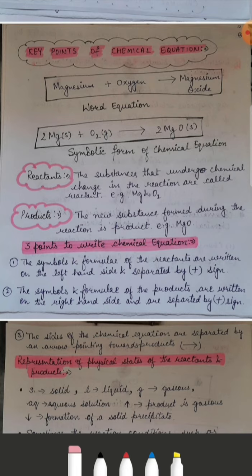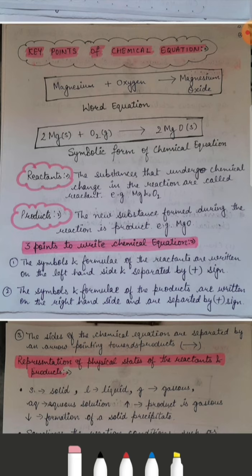So here are 3 points on how you will write a chemical equation. Number 1: the symbols and formulas of the reactants are always written on the left hand side, and they are separated by a plus sign. See, we have written a plus sign over there, right? So we write the reactants on the left hand side and separate them with a plus sign.